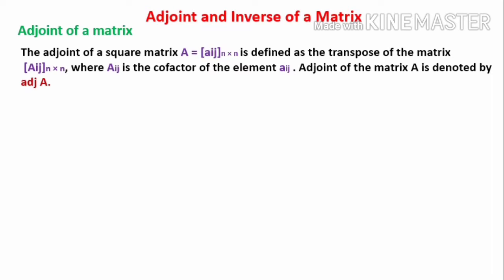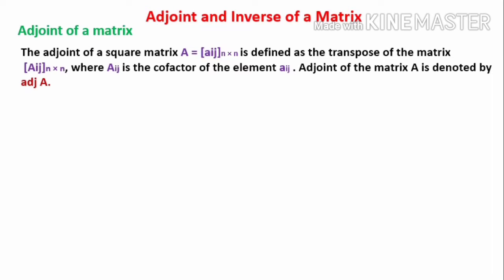How to find out the adjoint of a matrix? It's very simple. First of all, we have to write the matrix and then we have to find out the cofactors of all the elements of the given matrix, and then we have to write the transpose of that cofactor matrix. The transpose of that cofactor matrix is the adjoint of the given matrix.